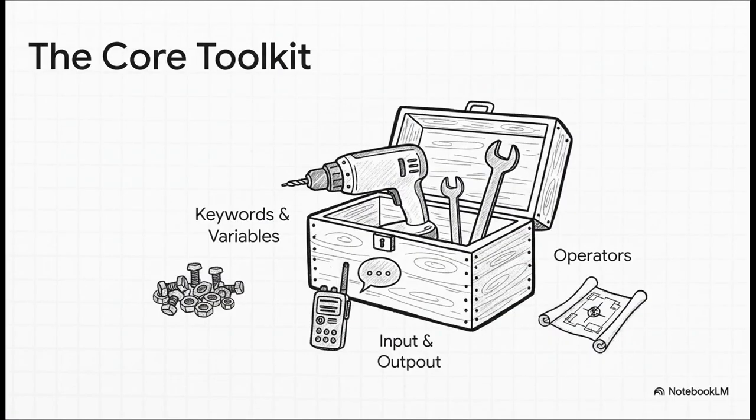Think of your keywords and variables as the nuts and bolts. They're the fundamental little pieces that hold absolutely everything together. Your operators, those are your power tools. They're what let you do the actual work, like adding things up or comparing them. Input and output are kind of like your communication system, letting your program talk to you and show you the results. And finally, comments and indentation, they might seem small, but they're the precise measurements on your blueprint that keep your code organized and readable. You have to master these first.